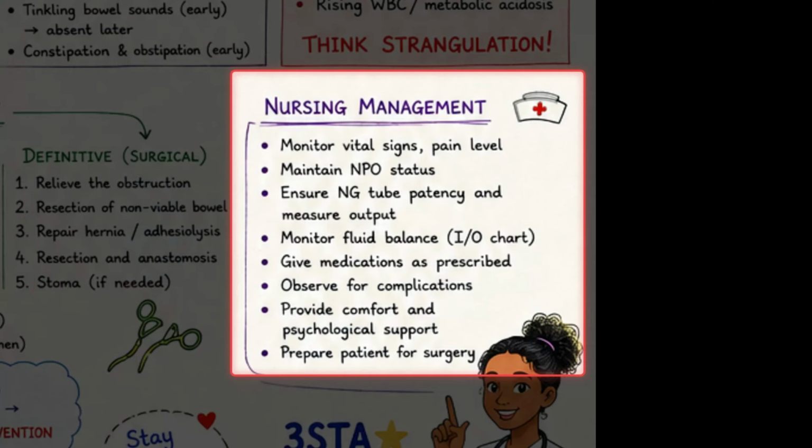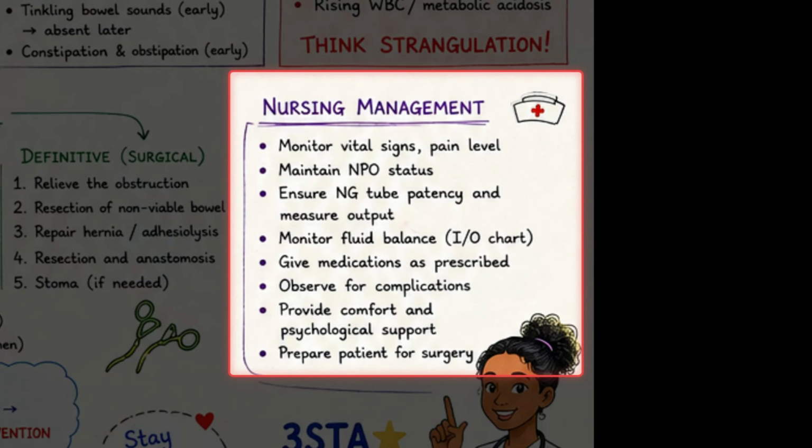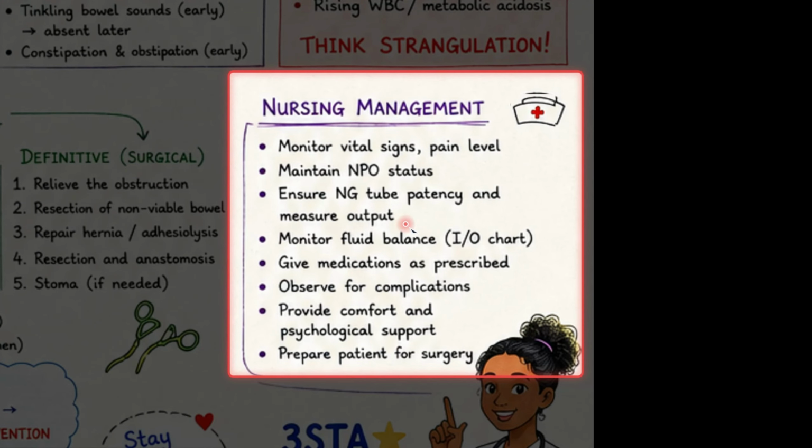Dedicated nursing care is critical to optimizing outcomes and preventing fatal complications in bowel obstruction. Primary nursing priorities begin with rigorous serial clinical assessments. Monitor vital signs and pain levels frequently. Sudden spikes in heart rate or temperature can indicate developing bowel ischemia. Strictly enforce absolute NPO status to prevent further bowel distension and aspiration.